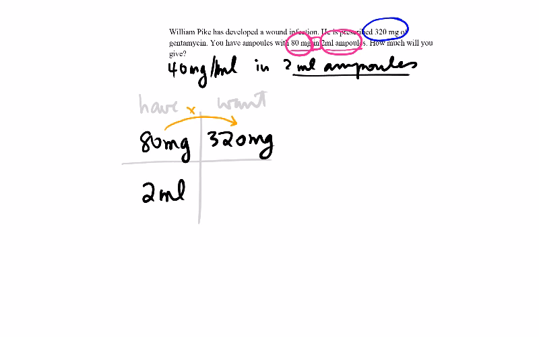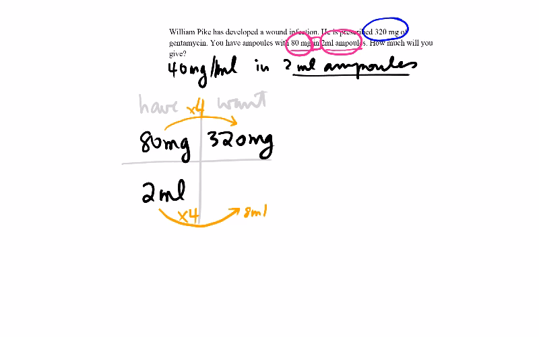If 8 goes up to 32, how many times bigger is that? 4. So 8 fours are 32. So 80 fours are 320. That means, and that's why we use the box to be able to see these proportions and these relationships, we have to multiply by 4 as well. So our answer should be 8 mils. 4 twos are 8. But let's do the full calc.